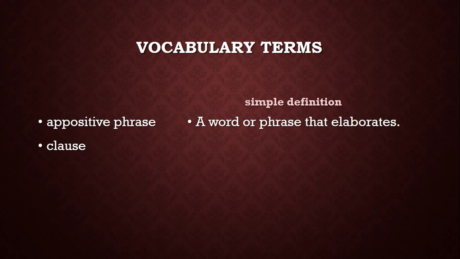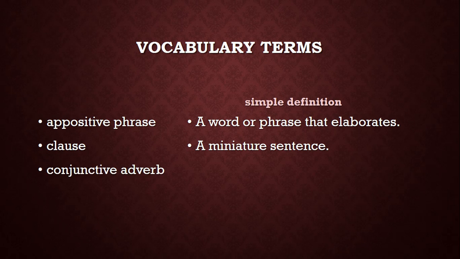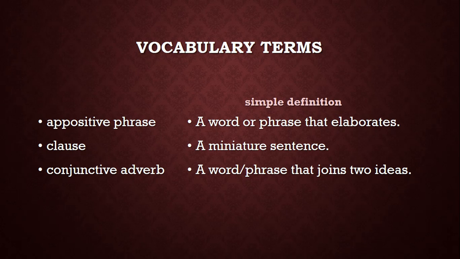A clause. You may remember from before, it is a miniature sentence. And what does a miniature sentence have to have? It has to have a subject and a predicate or a verb. Conjunctive adverb, that is a word or phrase that joins two ideas. We're going to learn how to use a conjunctive adverb with a semicolon and a comma.